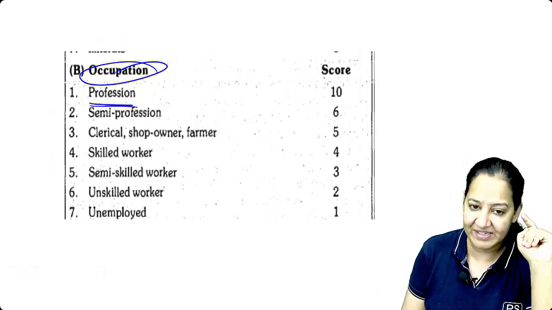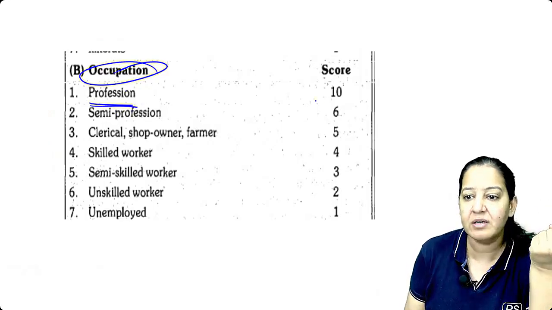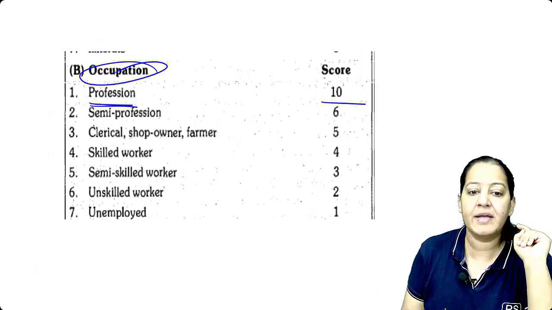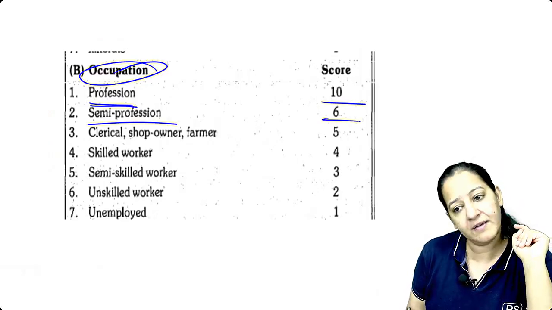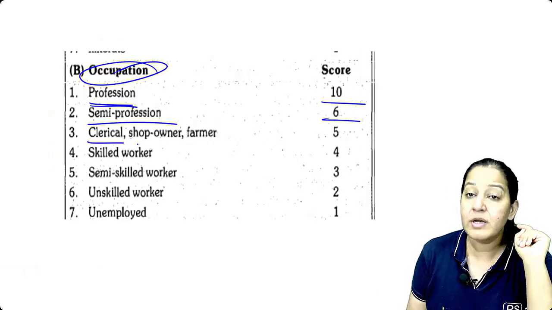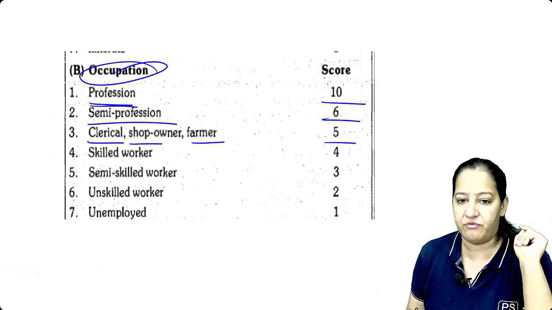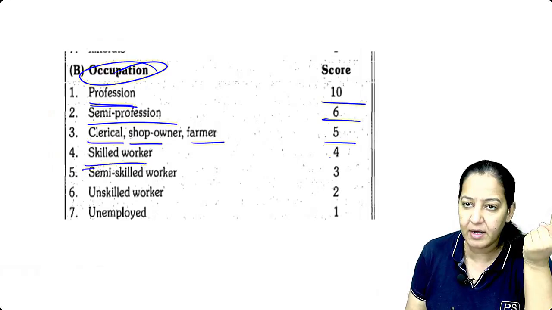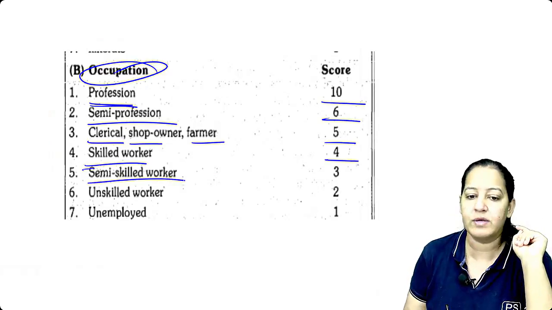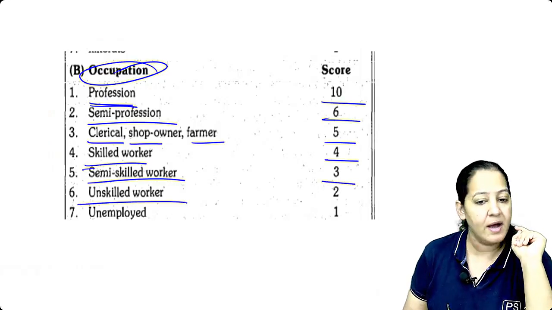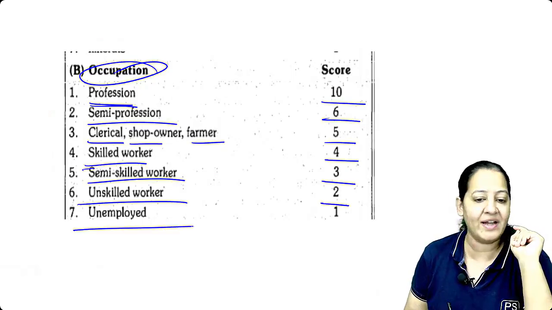Okay, so professor, is it a professional work? Then give the score 10. Semi-professional work, give the score 6. Clerical work, a businessman having a shop, or a farmer, give score 5. A skilled worker, give score 4. Semi-skilled worker, give score 3. Unskilled worker, give score 2. And unemployed, give score 1.